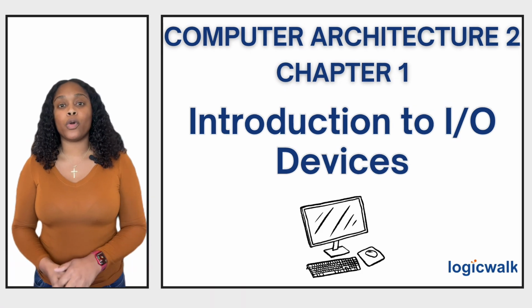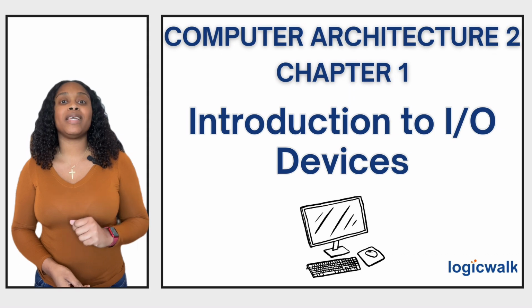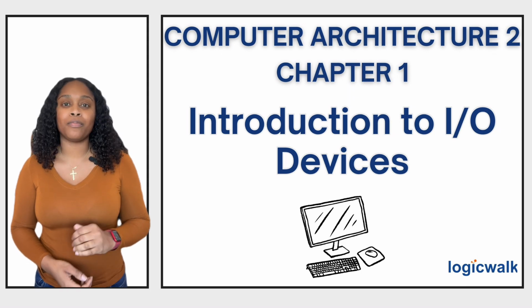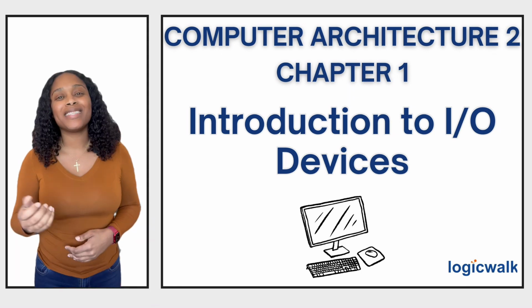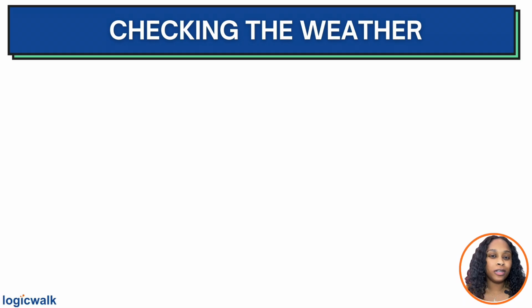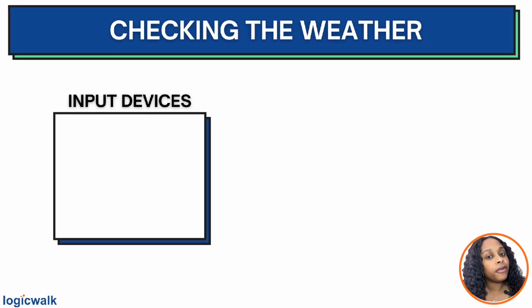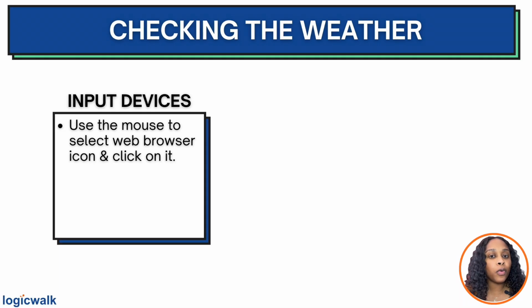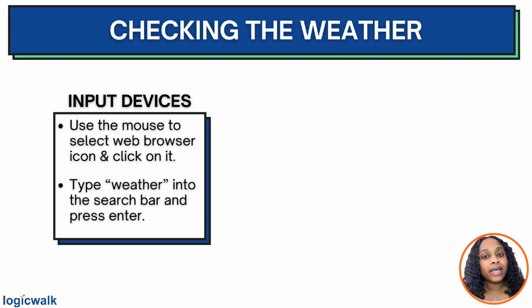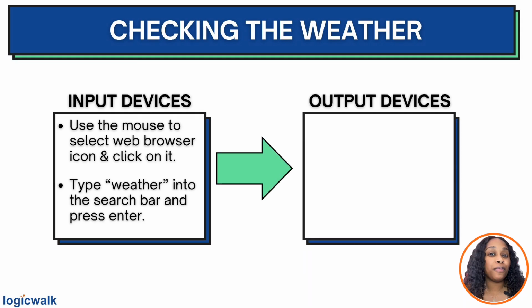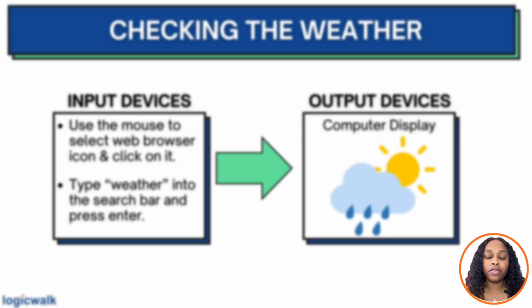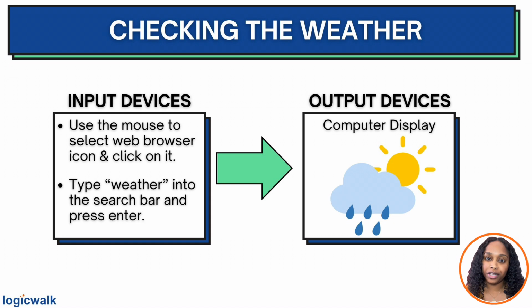In today's lesson, we're going to explore how computers receive and process instructions from us and show us the results. Let's get started. Imagine you want to use a computer to check today's weather. First, you would use your mouse to move the pointer to the web browser icon and click on it. Then you would type weather into the search bar and press enter. Then before you know it, the computer displays the weather information on the monitor or the computer screen.